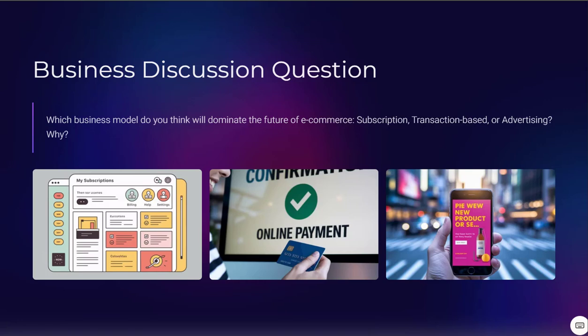Now we have a question. Which business model do you think will dominate the future of e-commerce? Subscription, transaction-based, or advertising? Each model has its own unique advantages and challenges that we will explore.